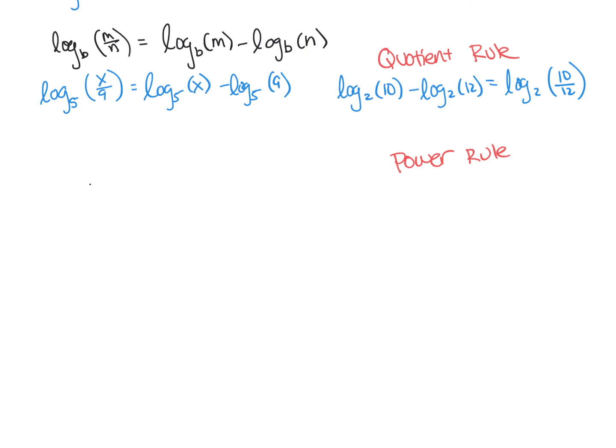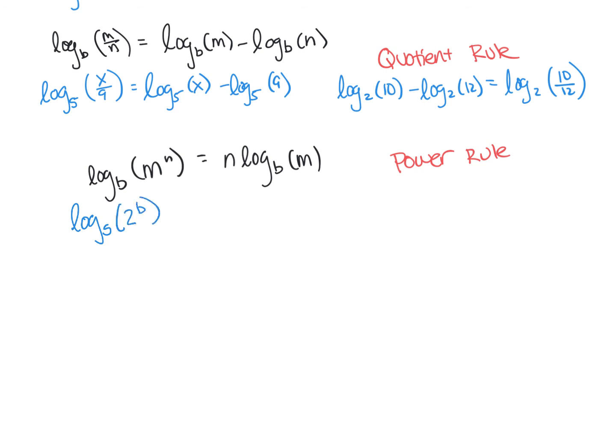So for logarithms, our power rule is that if we have log base b of m to the n, or something with a power, we can bring that exponent to the outside and have n times log base b of m. So we're taking it out of an exponent and we're making it a coefficient. So that's like saying if I had log base 5 of 2 to the b, I could bring that b to the outside to be a coefficient and be b times log base 5 of 2.